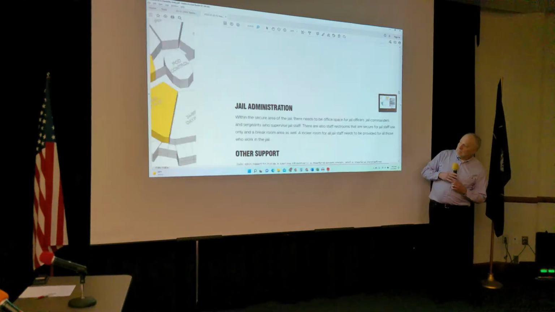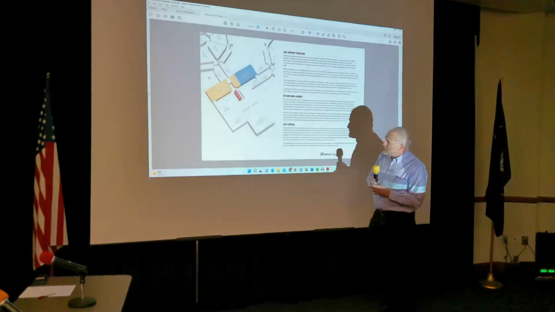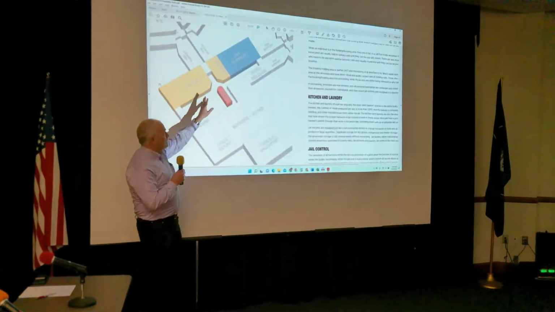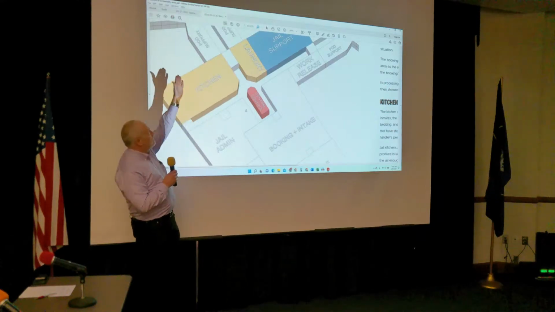If you could zoom back out to that. So when I mentioned central control, that's this red polygon here, and this crossing corridor is that main corridor that we're talking about.